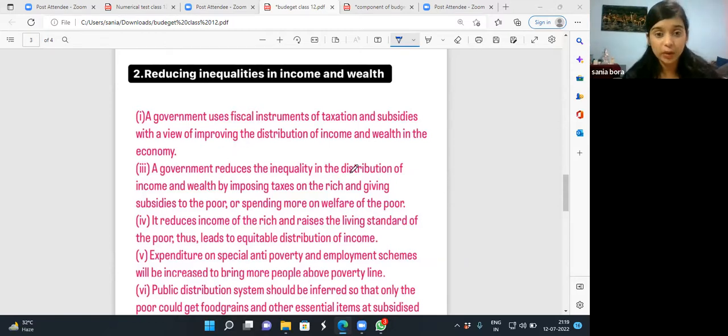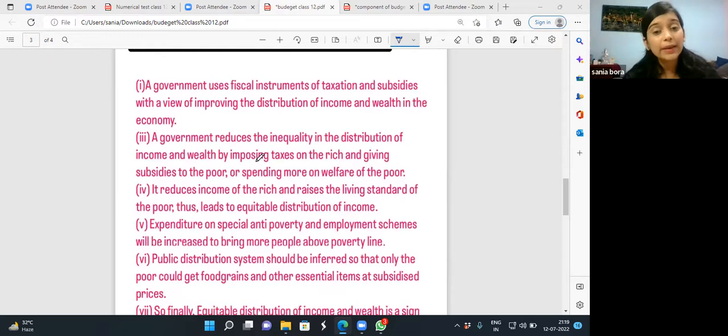Government reduces the inequality in the distribution of income and wealth by imposing tax on the rich and giving subsidies to the poor. Rich people have to pay tax. Like, if I am earning 1 lakh rupees in a month, I have to pay some tax, maybe 10,000, 5,000, 6,000, 8,000. Because of that, my income is getting reduced. And poor people, government will be giving them subsidies: if you want to purchase something, you can, but the prices will be low.